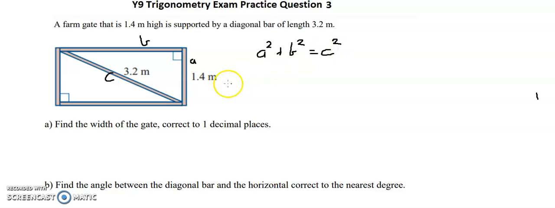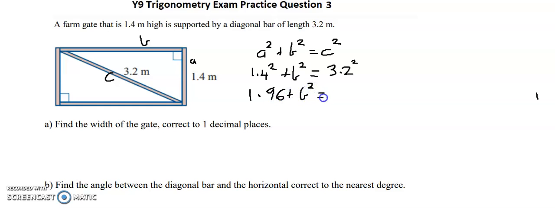Straight away I know my A is going to be 1.4, so 1.4 squared, and then I know my B is, I don't know, so I'll put it as B squared, and I know my C is 3.2 squared. 1.4 squared is 1.96 plus B squared is equal to 3.2 squared, which is 10.24.